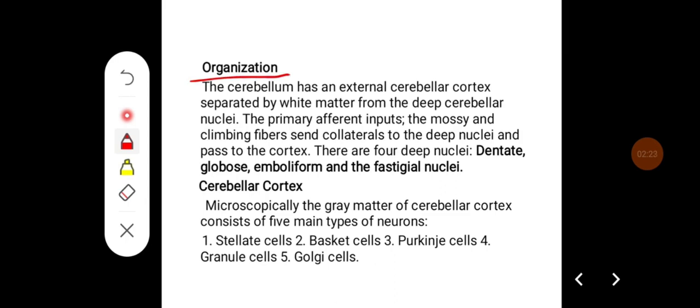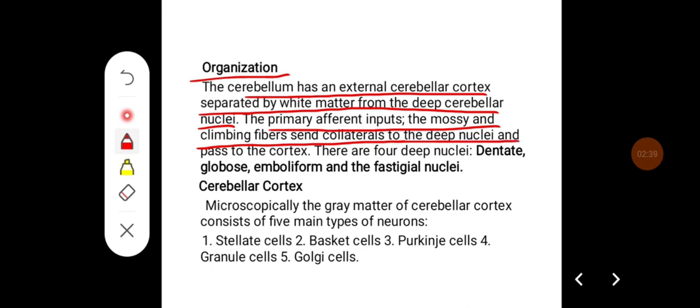Organization of the cerebellum. The cerebellum has external cerebellar cortex separated by white matter from the deep cerebellar nuclei. The primary afferent inputs, that is mossy fibers and climbing fibers, send collaterals to the deep nuclei and pass to the cortex. There are four deep nuclei, that is dentate, globose, emboliform, and fastigial nucleus.